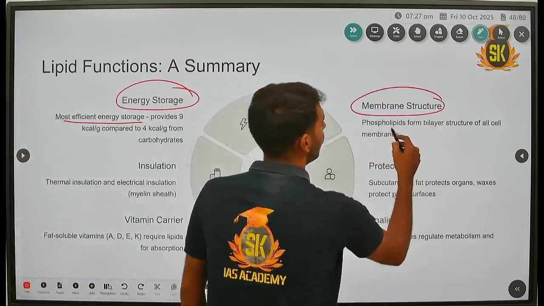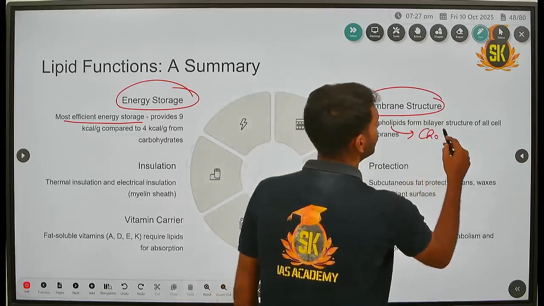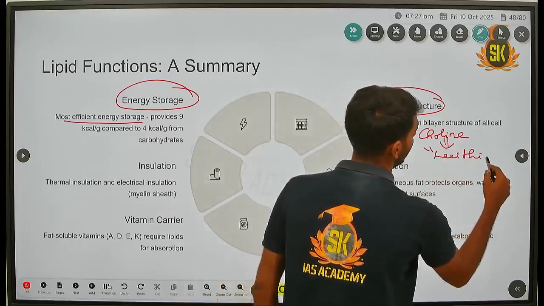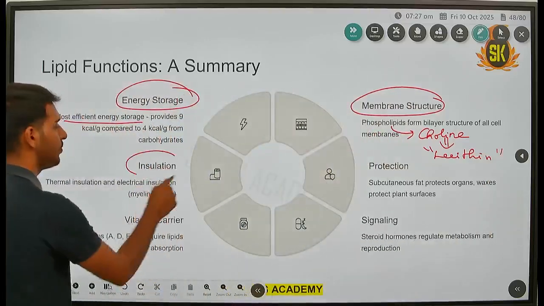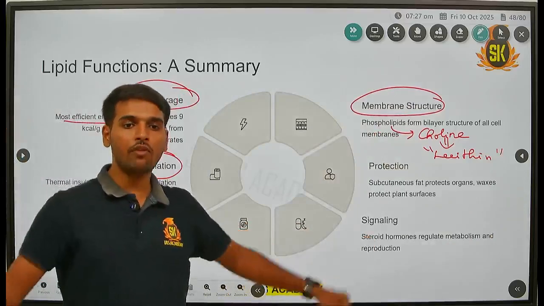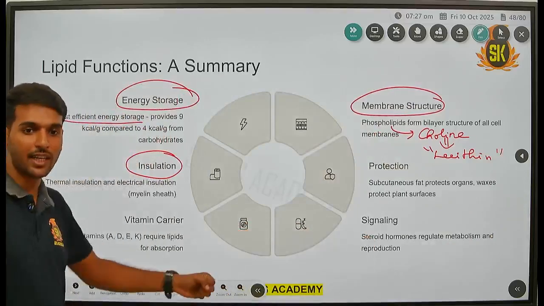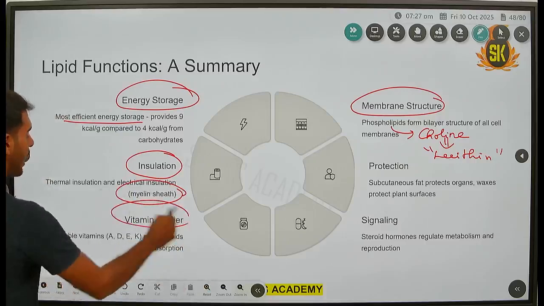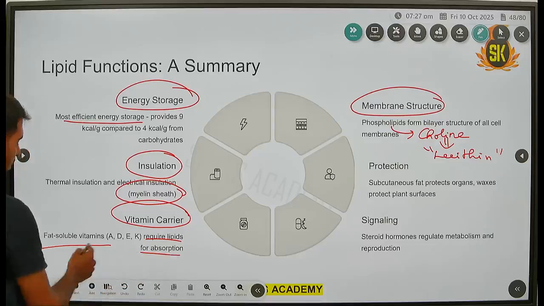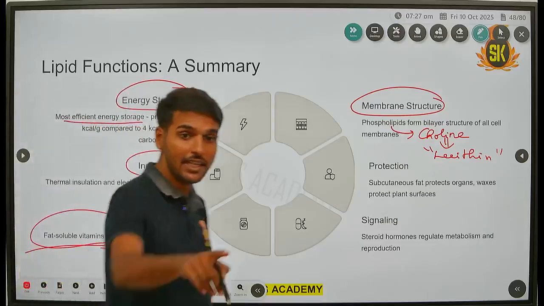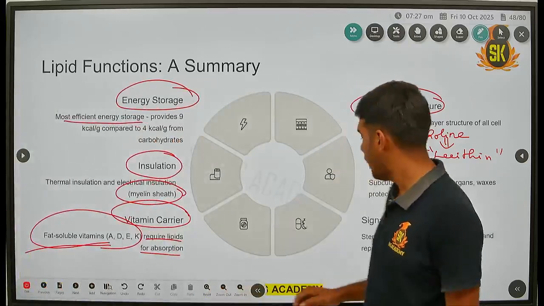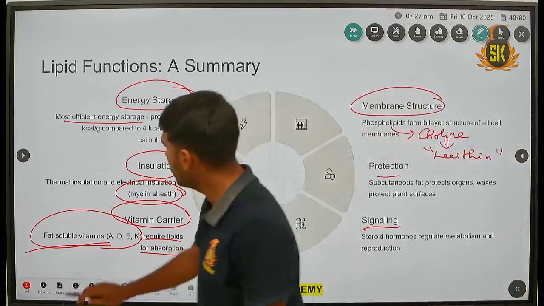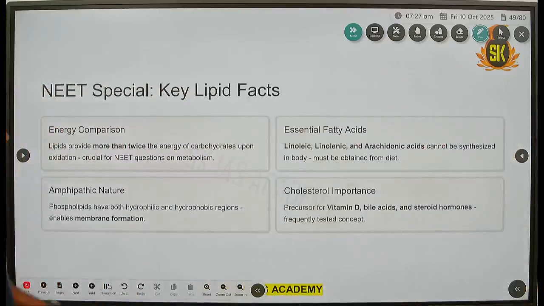So, a summary of lipids: it is energy storage, the most efficient energy storage, stores double the energy of carbohydrates. Membrane structure: phospholipid, choline nitrogen. What is that carrier molecule called? Lecithin. Insulation: even in colder environments we can survive if we have more fat content in our body. It is also a part of the myelin sheath. Vitamin carrier: fat soluble vitamins A, D also, and signaling, protection. Got it?